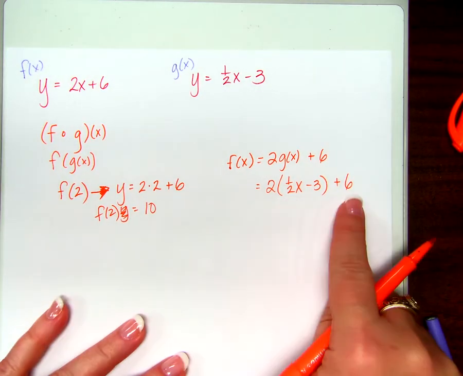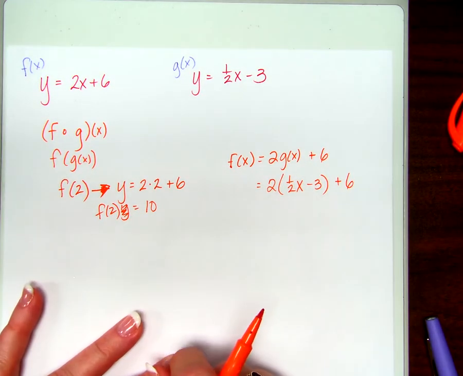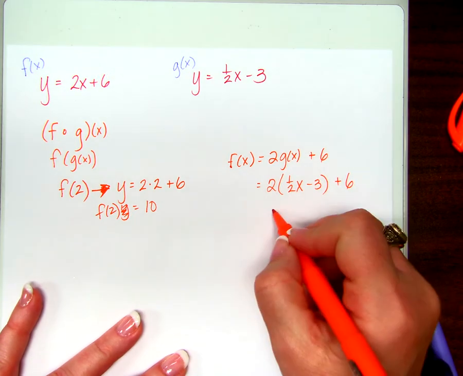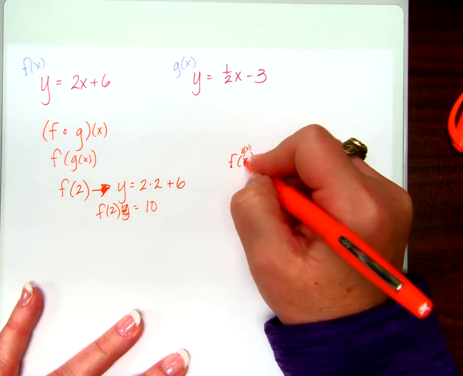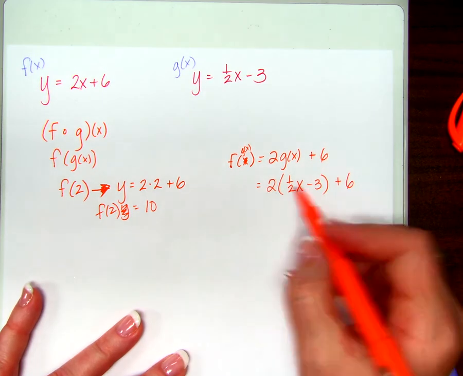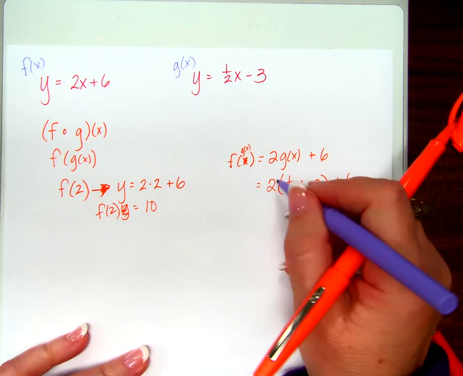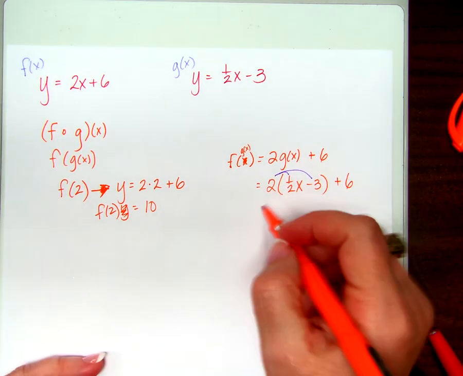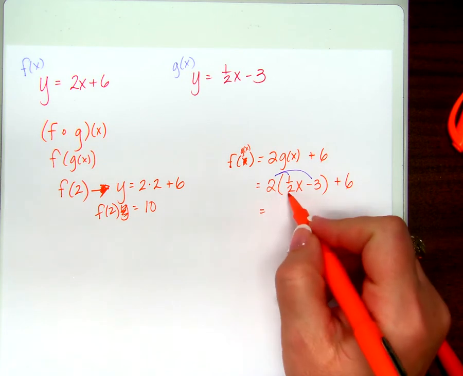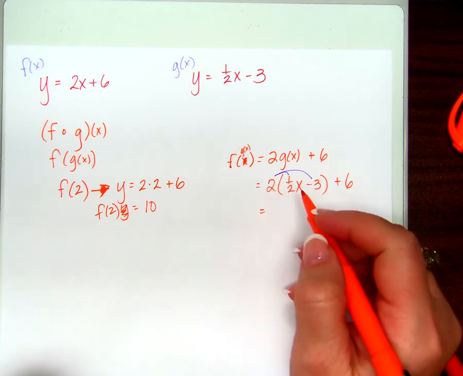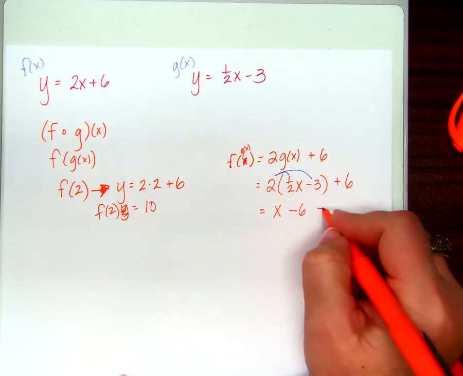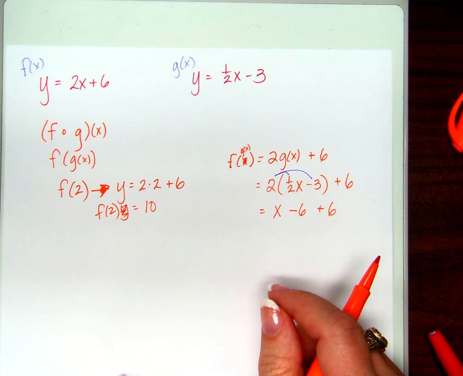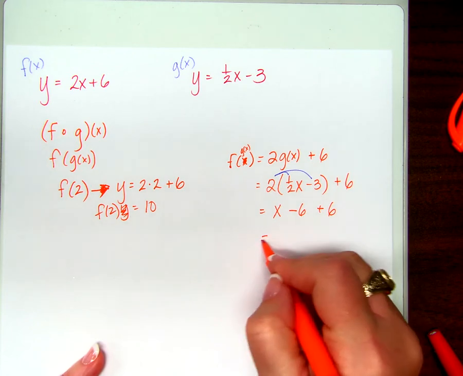Now, is this something we could simplify? It is, isn't it? Okay. So, actually, I need to make this g of x right there. That should be g of x. Sorry. So, I'm going to distribute here and here to get, let's see, 2 times 1/2 is, or half of 2, which is 1, right? So I just have x. And then 2 times -3 is -6. Huh. X?